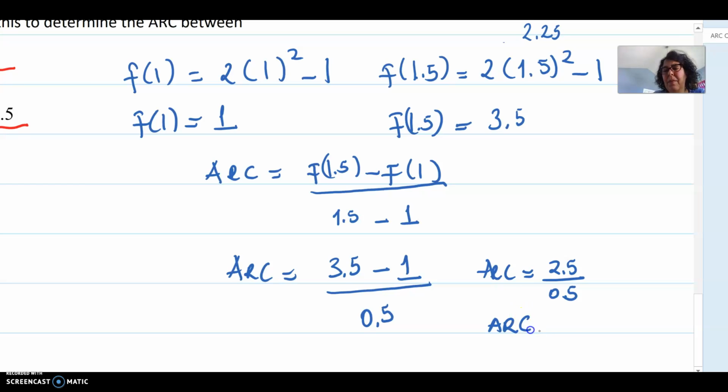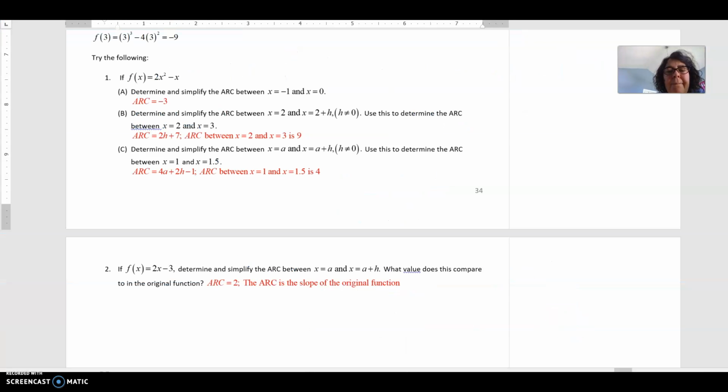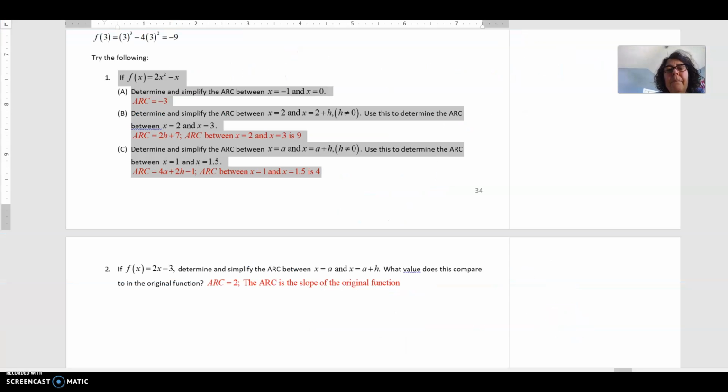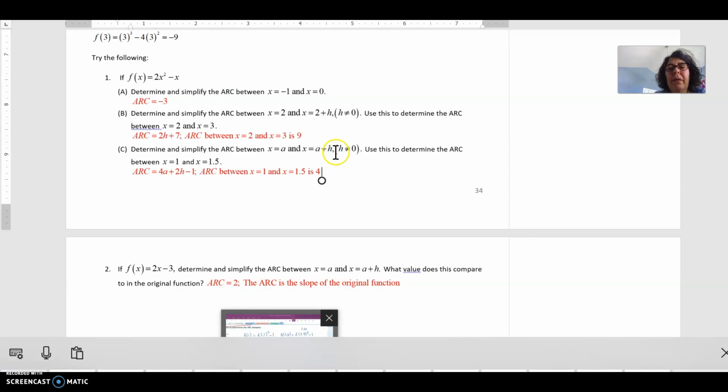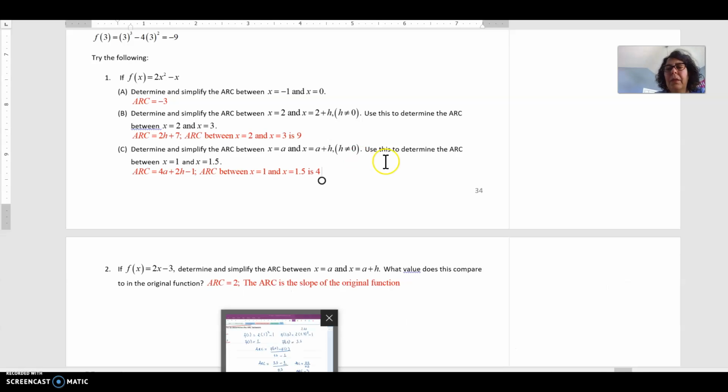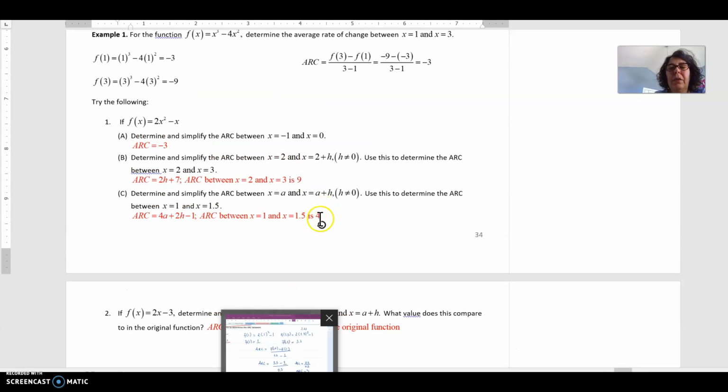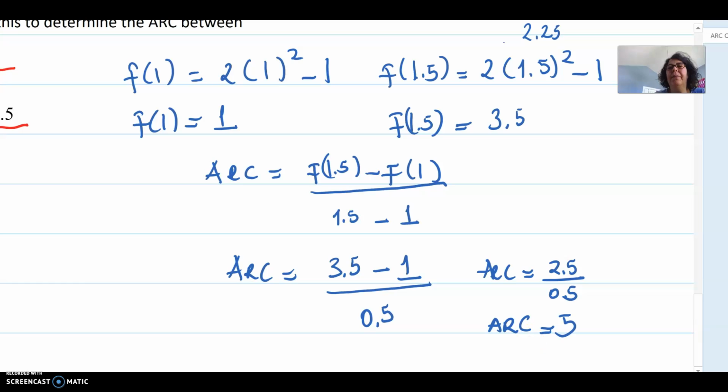I think there's a mistake on the answer. Let me just check. Yeah, it says 4, it should be 5, on the answer key. Alright, here. No, that's right. What we've done here is right. Okay, hope it's helpful. It will be helpful.